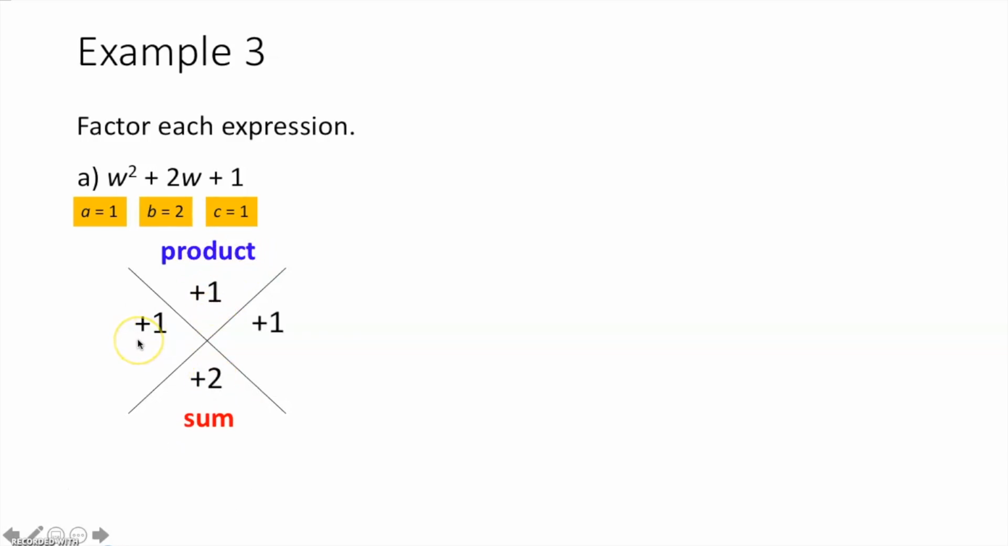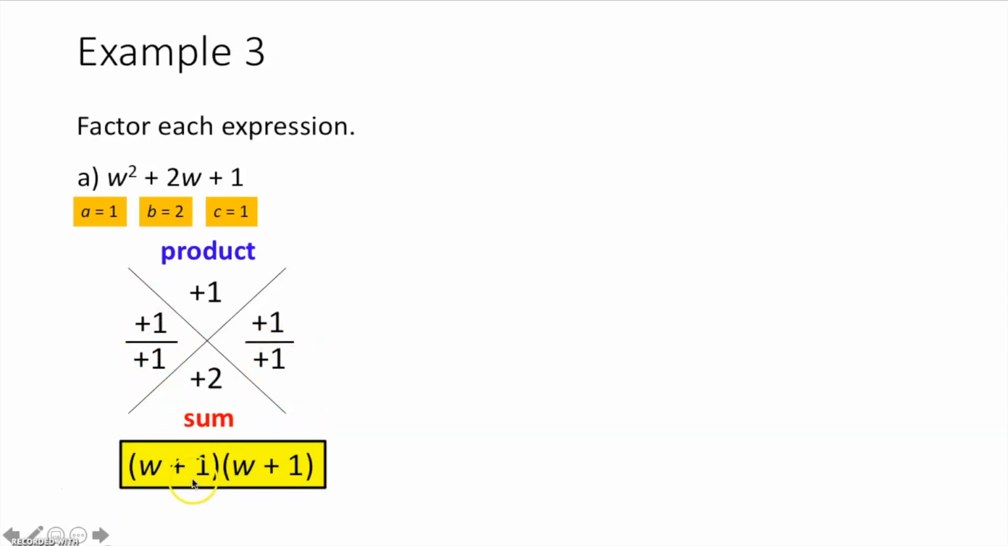You then divide by your a value, which is 1. And then you go bottoms up to write your answer. So in the first set of parentheses, it's going to be 1w plus 1. In the second set of parentheses, 1w plus 1. Since they're both w plus 1, you can technically write this as w plus 1 squared.